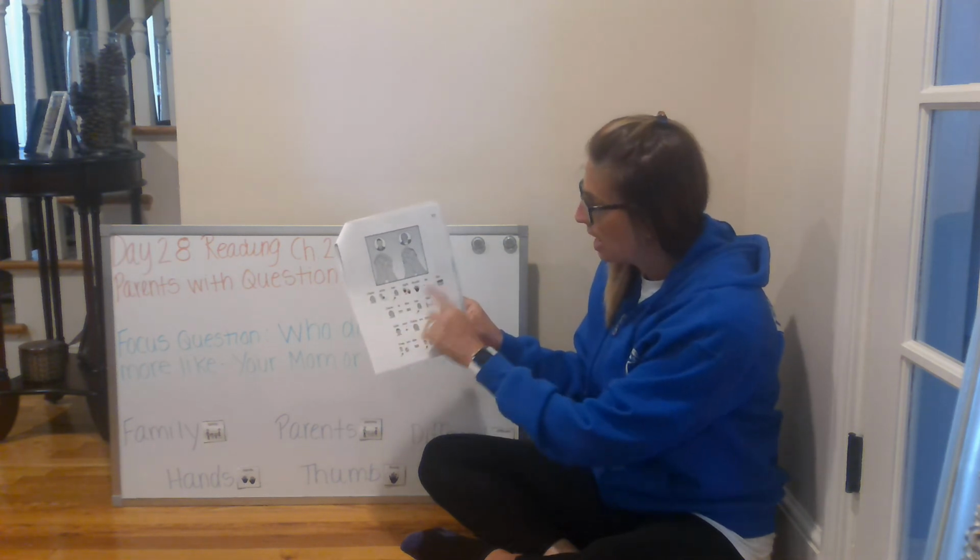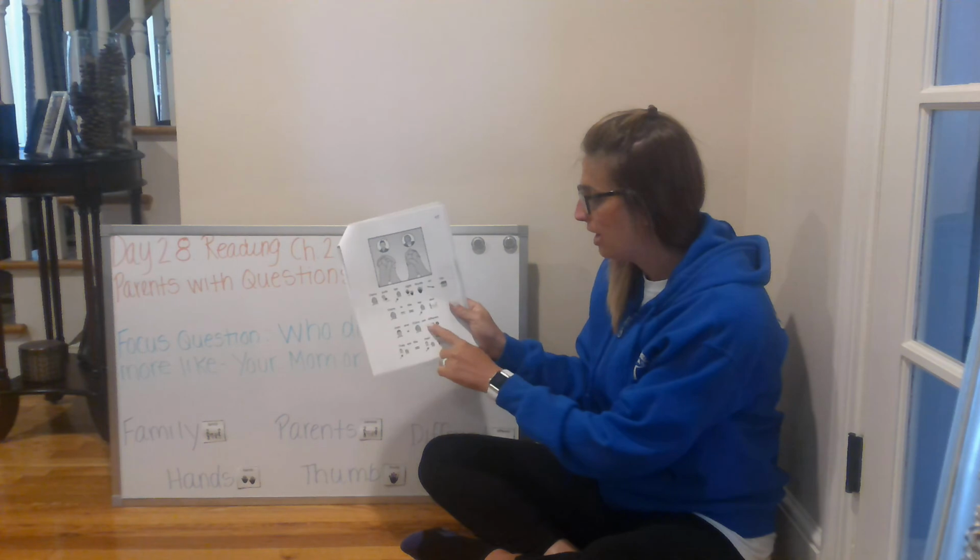Claire puts her right thumb on top. Claire is like her dad. Josh and Claire are different.